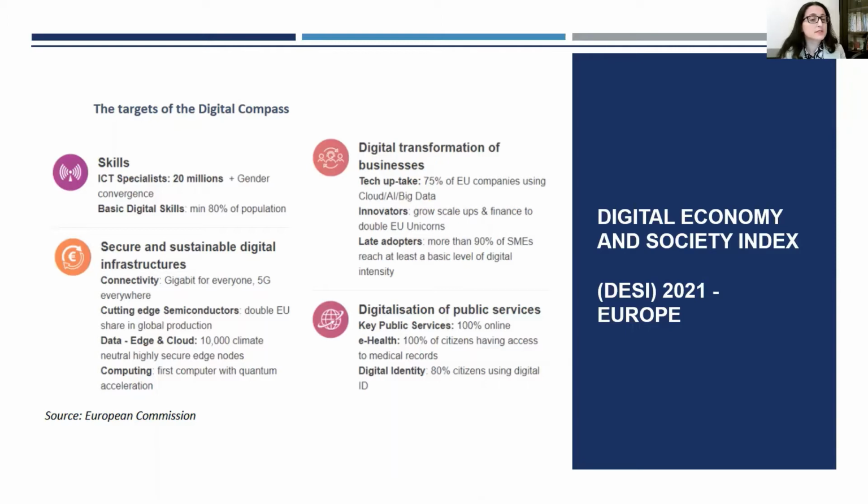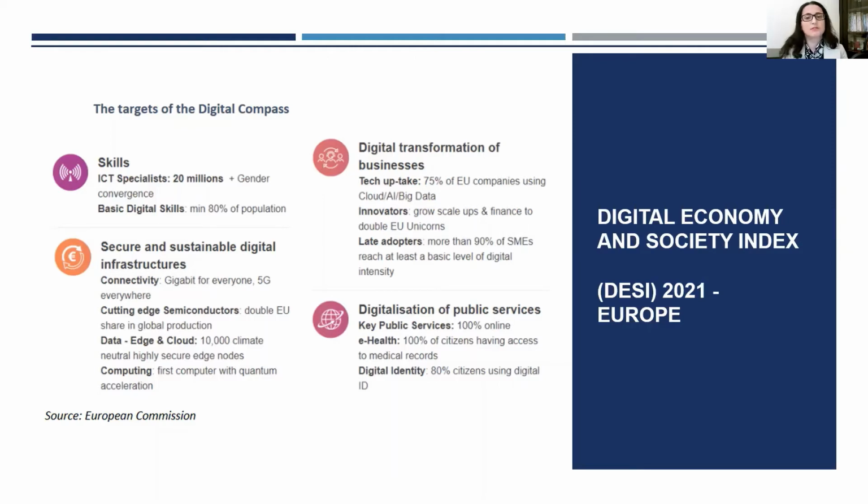First, the targets of the Digital Compass. The European Commission summed up all the main factors into 4 main domains: skills, digital transformation of businesses, secure and sustainable digital infrastructures, and digitalization of public services. And here you can have a quick overview of what is expected.